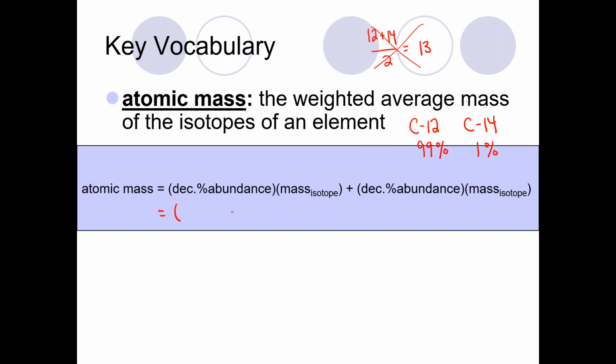The decimal of 99% is 0.99 times the mass of this particular isotope, which we can just say is 12 AMU. Oops, I didn't write my units. Forgive me. Plus the decimal of 1% is 0.01 times the mass of that isotope, which is 14.